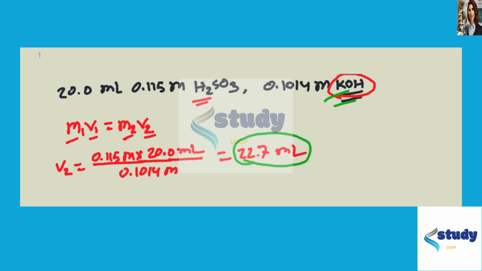And the second equivalence point will be just double this volume. So if we multiply this volume by 2, we'll have 45.4 milliliter. So this will be the volume of base at the second equivalence point. So the first equivalence point will be at 22.7 milliliter of base, and the second equivalence point will be double that, which is 45.4 milliliter of base.